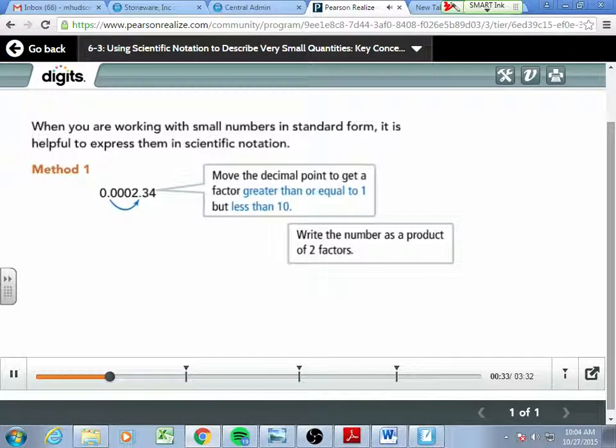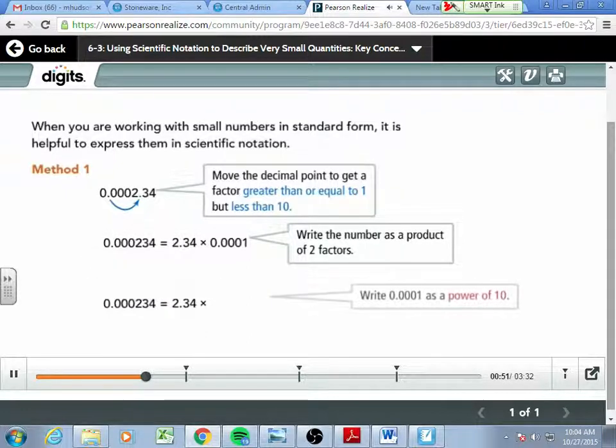Write the number as a product of two factors. And then we see that there's 3 zeros and the 2, so that was 4 spaces. Then when I write it, 234 millionths equals 2 and 34 hundredths times 1/10,000th. Write 1/10,000th as a power of 10. 1/10,000th equals 10 to the negative 4th power. So 234 millionths equals 2 and 34 hundredths times 10 to the negative 4th power.